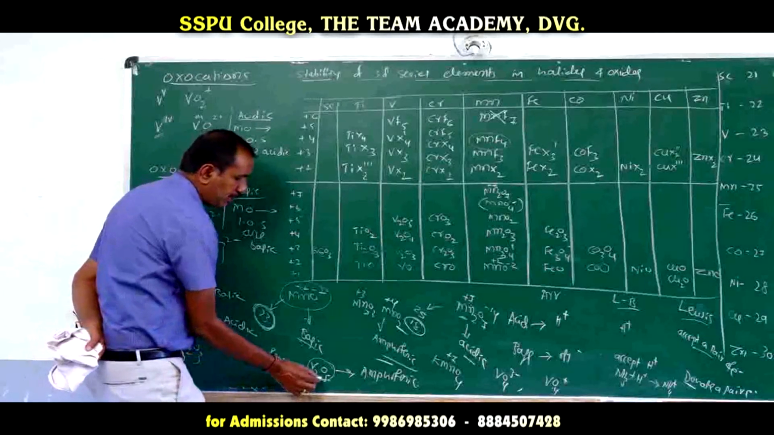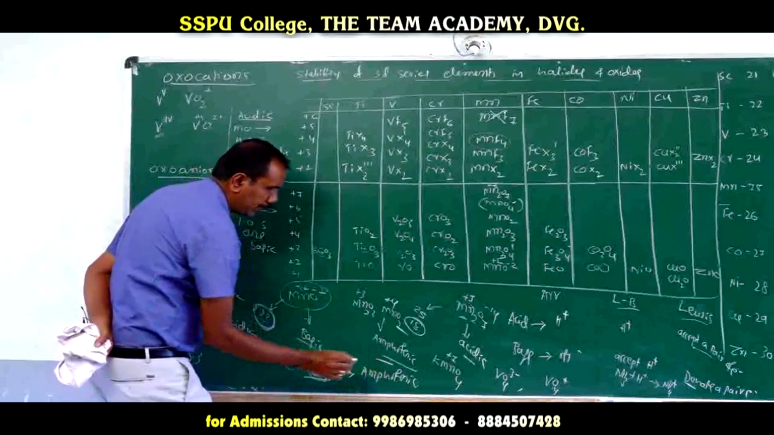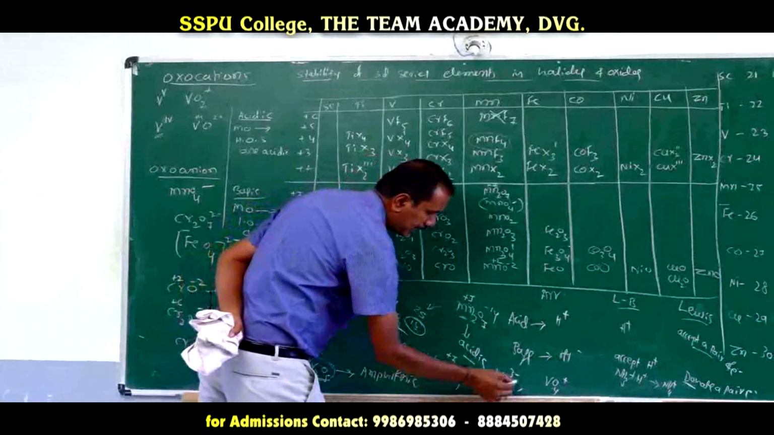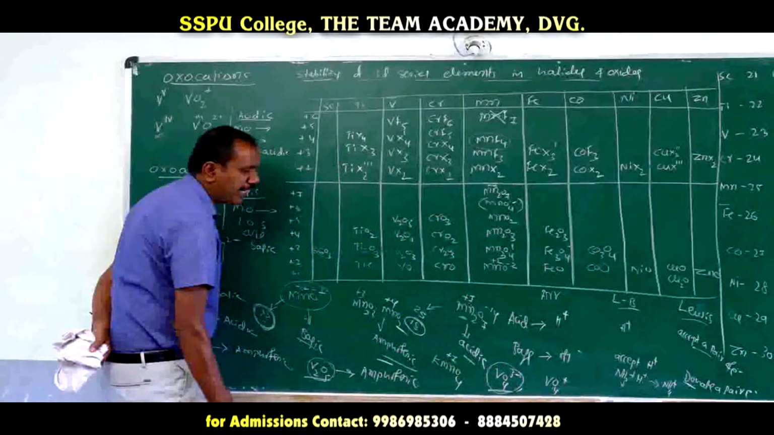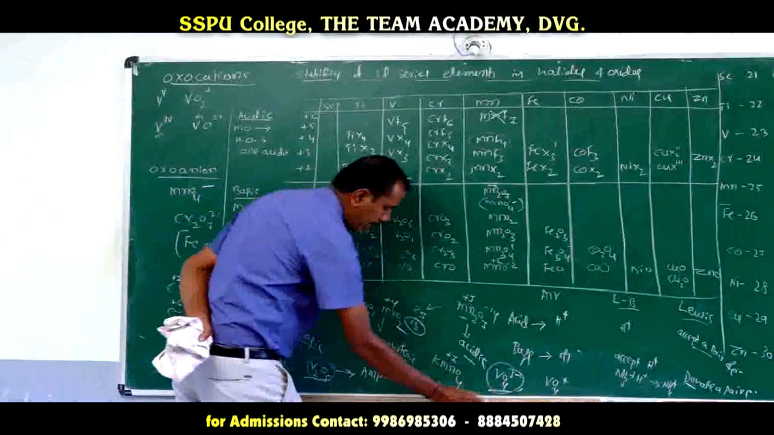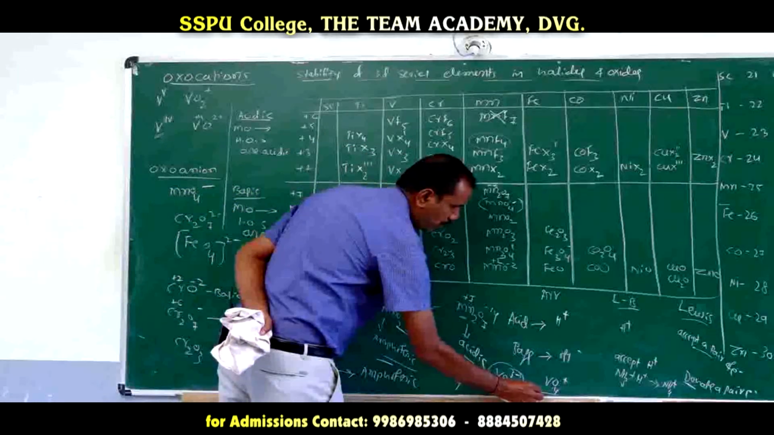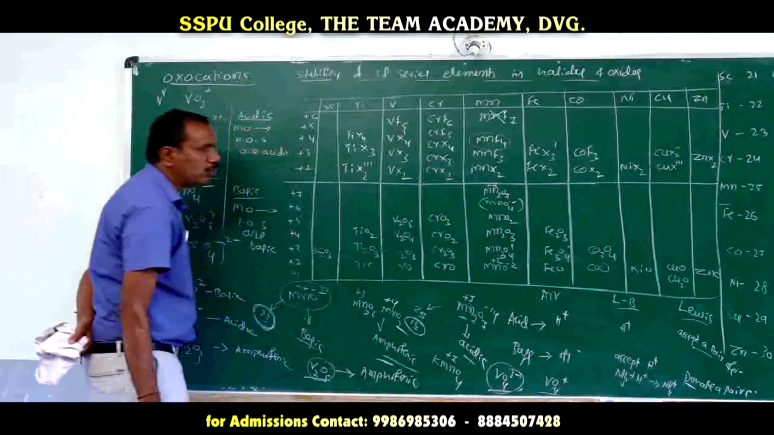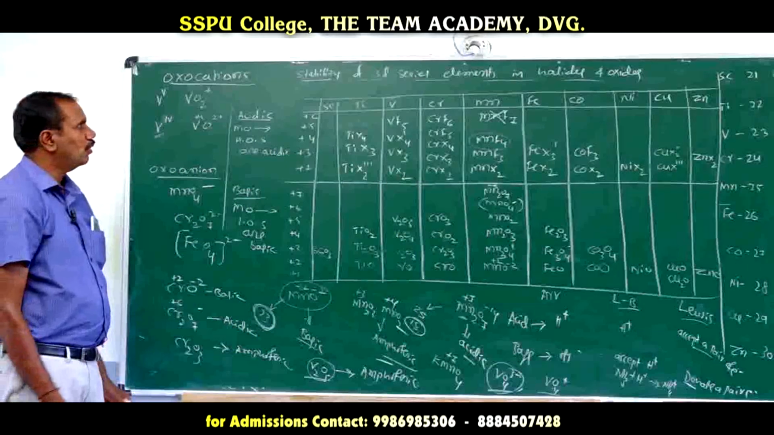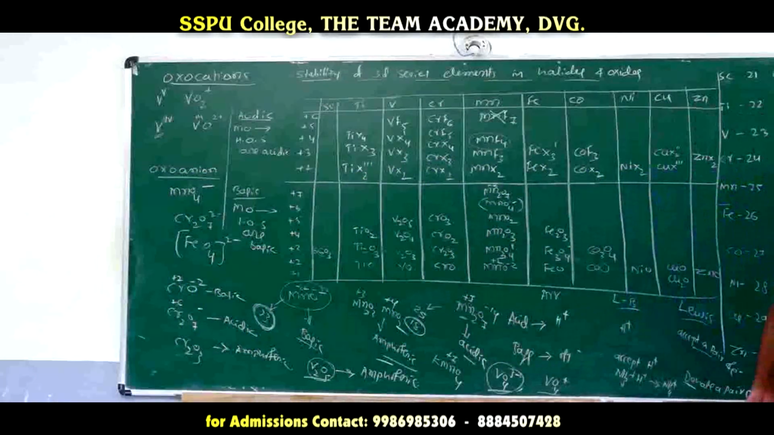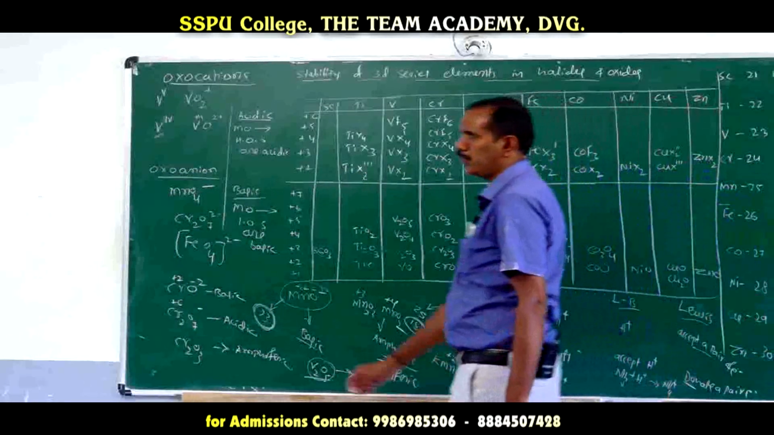So V2O5 is an amphoteric substance. It can react with both acid as well as base. It can react with bases, that is alkalis, and form VO4 3-, which is an oxoanion. Then it can react with acid and becomes VO4+, which is an oxocation. Like that we can explain the stability of those metal oxides and fluorides.